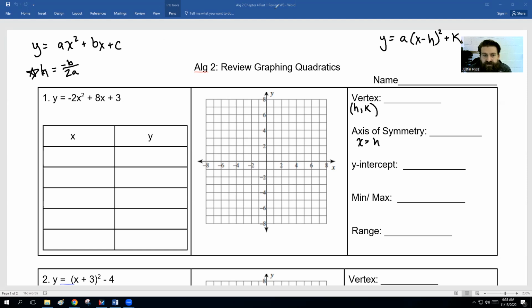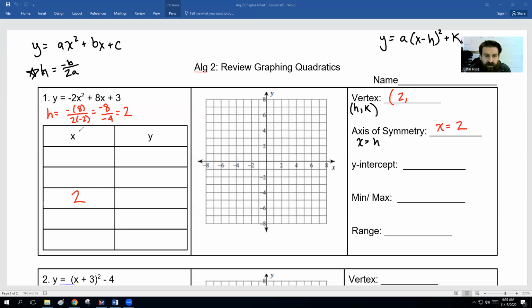All right, so let's go ahead and find h here. h is going to be negative b, b is 8, over 2 times negative 2. So that'd be negative 8 over negative 4. Negative 8 divided by negative 4 is 2. All right, so that means the vertex is at 2, something, and the axis of symmetry is x equals 2. What we're also going to do here is put the vertex right in the middle, and then we'll work on finding out the other points.